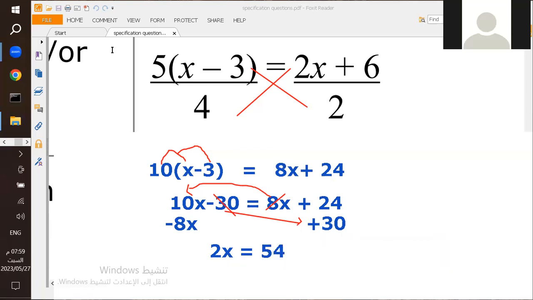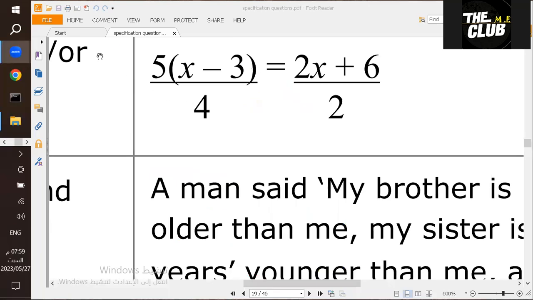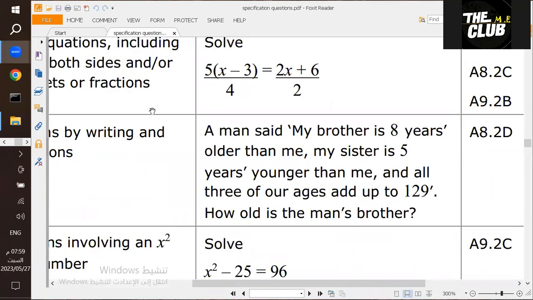And then we divide 54 by 2, which gives 27. x equals 27. Easy. Good, that's it for this idea. This is cross multiplying. If we know the idea of cross multiplying, we can do like terms. And now we are doing well in this lesson. Okay, this is the idea of the specifications.